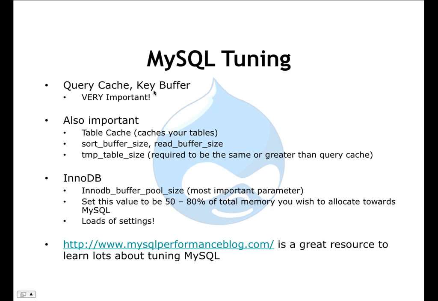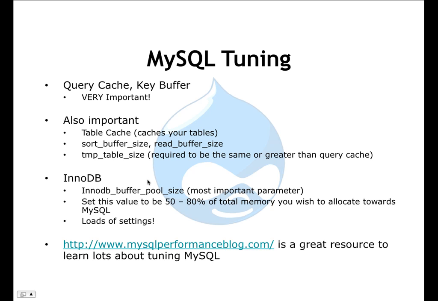And the key buffer will buffer up all of the indices that you have on your site. So having that at a larger value might be very useful. The table cache is also important because it caches your tables to be open. The sort buffer size and the read buffer size are relatively important. The temporary table size is quite important. It has to be the same or greater size than the query cache. So if you have your query cache to be very large but your temporary table to be very small, your query cache is essentially as big as your temporary table.